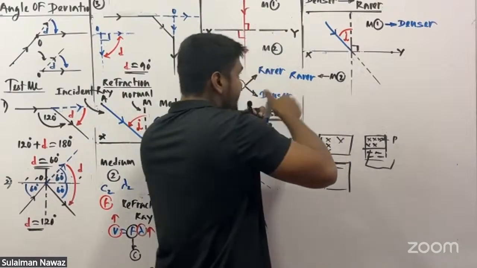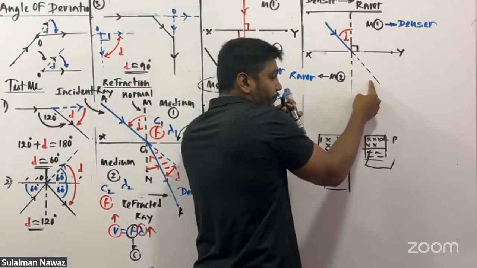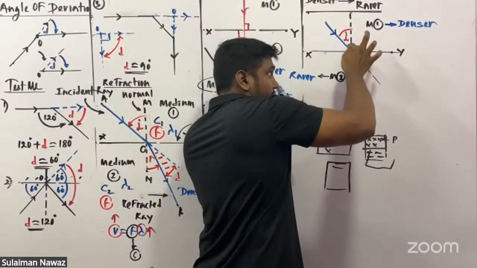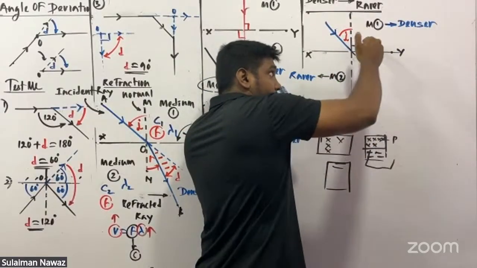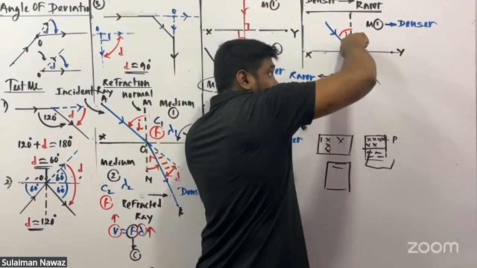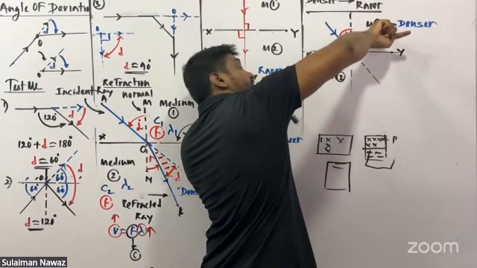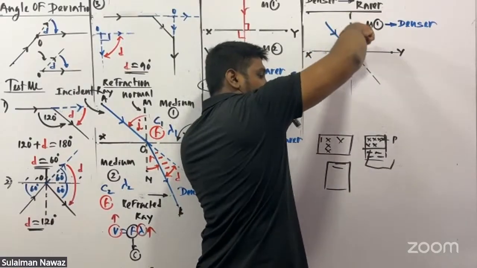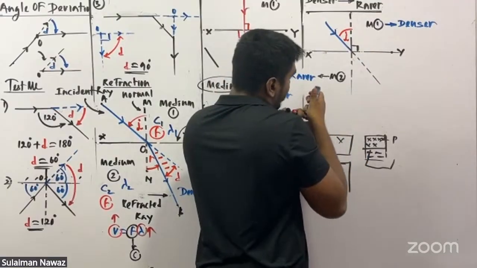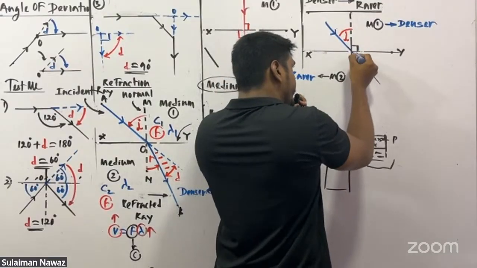Then remember, the path of the light ray bends away from the normal. This is the normal. This is the initial path. After the refraction, the light ray refracts from denser to rarer, and bends away from the normal. This is the initial path bending away from the normal. Then the refracted ray would be in this direction.